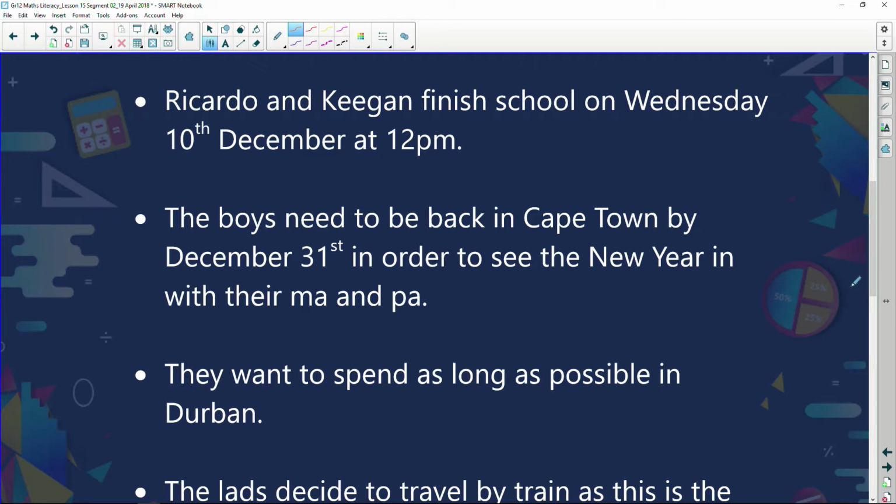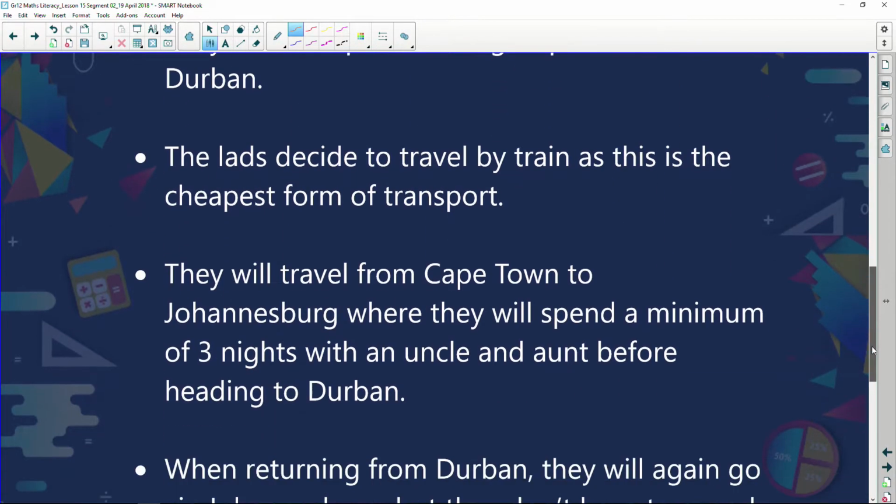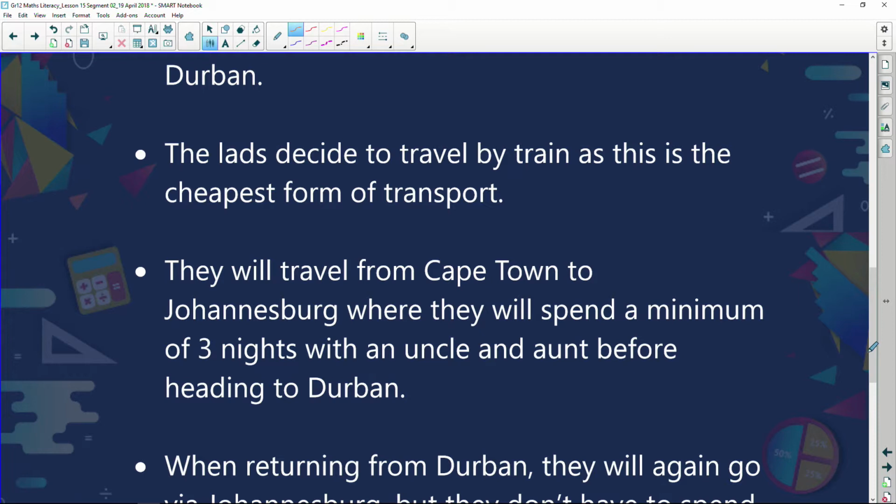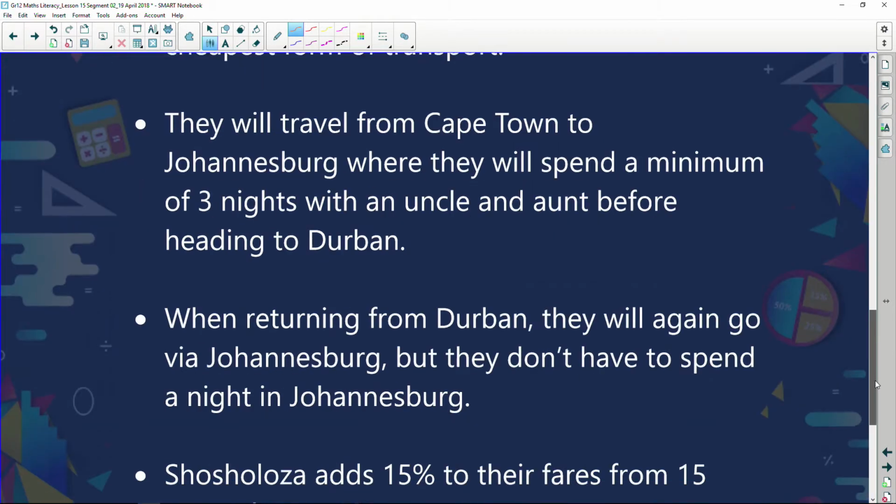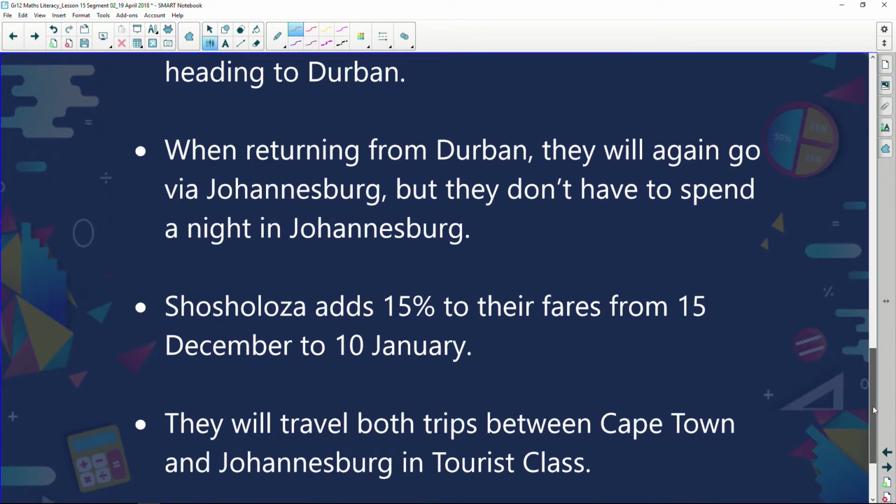They want to spend as long as possible in Durban. The lads decide to travel by train as this is the cheapest form of transport. They will travel from Cape Town to Johannesburg, where they will spend a minimum of 3 nights with an uncle and an aunt before heading off to Durban. When returning from Durban, they will again go via Johannesburg, but they don't have to spend a night in Johannesburg. They may have to, but they don't have to. Okay, so it all depends on the times of the trains, and we'll look at that just now.